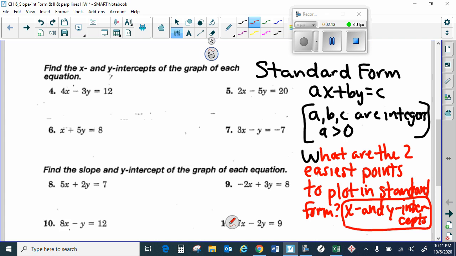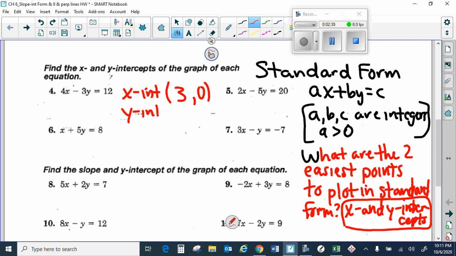X intercept means where it crosses the x-axis, and the point where it crosses the x-axis, the y-coordinate is 0. So that means I just cover up the negative 3y with your fingers. Okay, so I'm just going to cross it out since you can't see me covering up. And I get 4x equals 12, so x equals 3. That's the x-intercept.